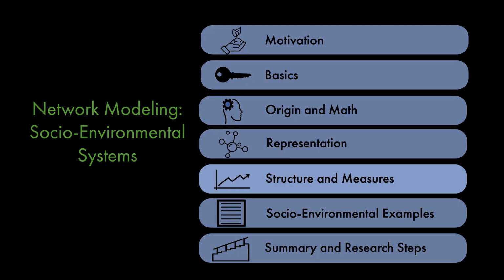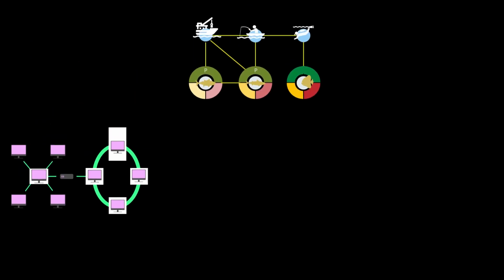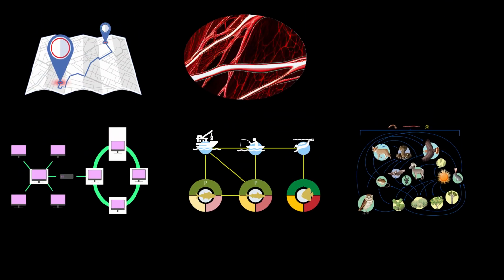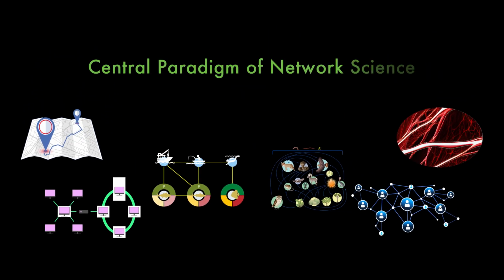But how do we measure the structure of such networks, and why is network structure of interest? Regardless of the type of network or the study domain, measurements of network structure are all linked to the central paradigm of network science, namely, that structure is related to function.